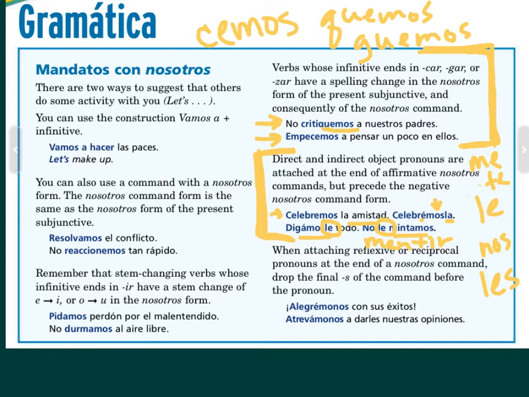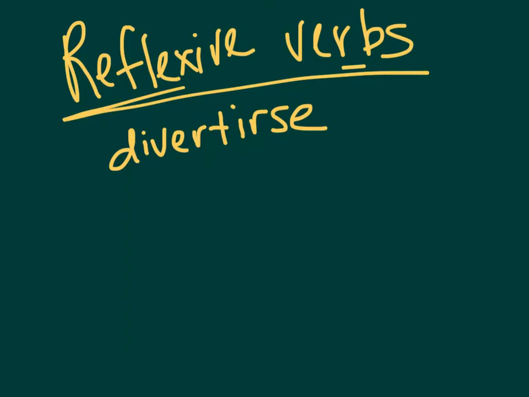Okay, and then, as always, we have to pay attention to our reflexive verbs and our reflexive pronoun. This is actually a little bit tricky, so I'm going to explain this on the next page. So I talked a little bit about divertirse earlier. Let's have fun, okay? And remember, this is a stem changer, normally an E to IE stem changer, but in nosotros it's going to be E to I, okay?